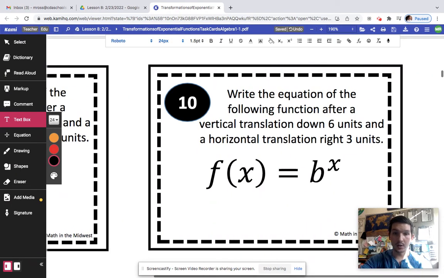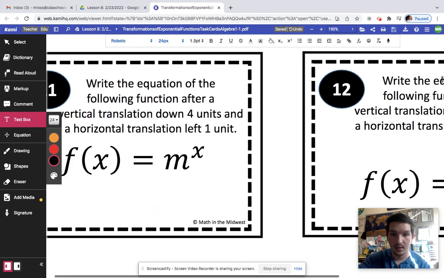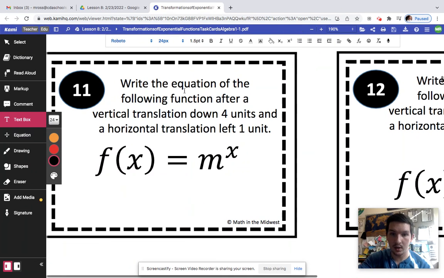Same exact thing falls for 10. Okay, you just don't have a number for the base. Okay, I'll keep going. I'll start on 11 for this next one. So watch the next video if you want more support.